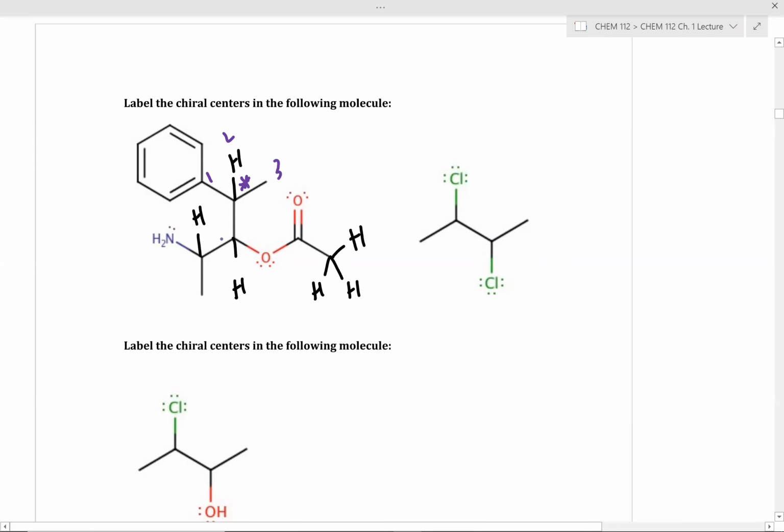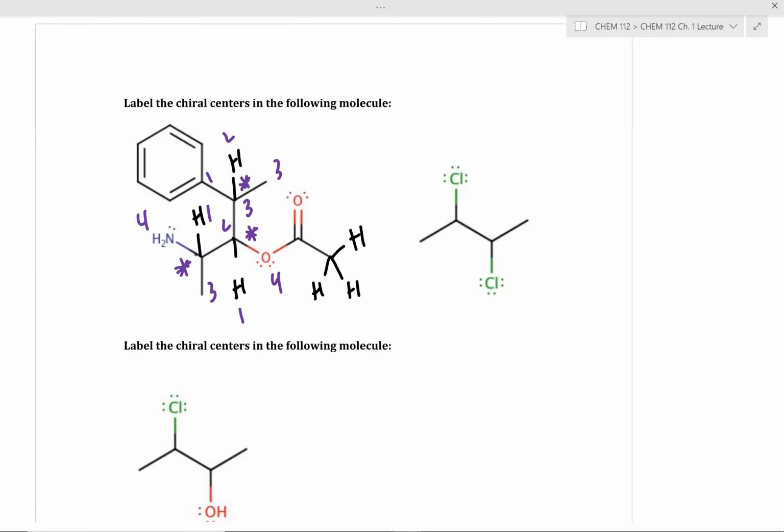Additionally, this adjacent ether carbon has a hydrogen, a unique alkyl chain, another unique chain, and an oxygen attached, so 4 different substituents. So this adjacent carbon is also a chiral center. And finally, the carbon attached to the amine, we can clearly count 1, 2, 3, 4 different substituents, so that's also a chiral center. So this molecule has a total of 3 chiral centers.